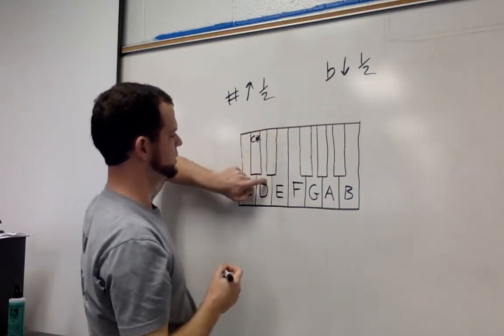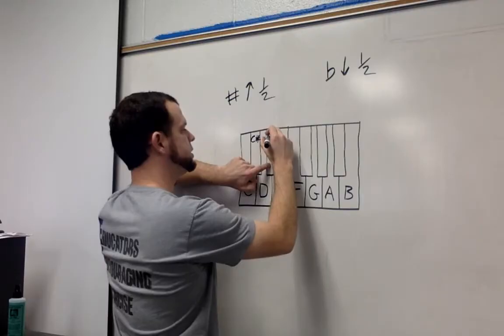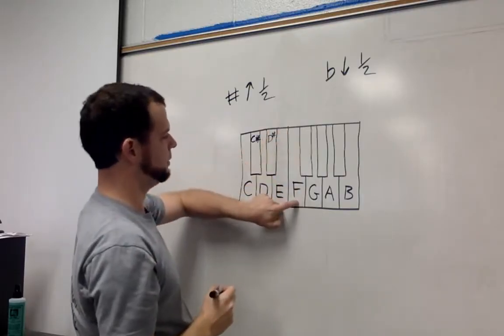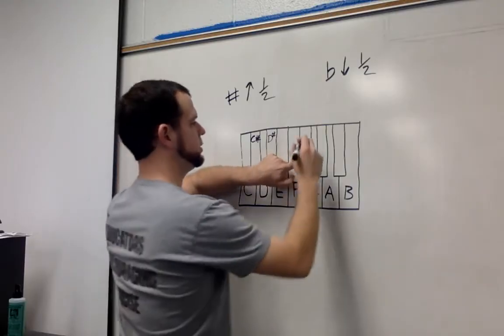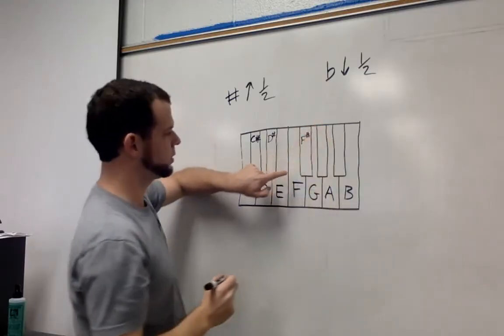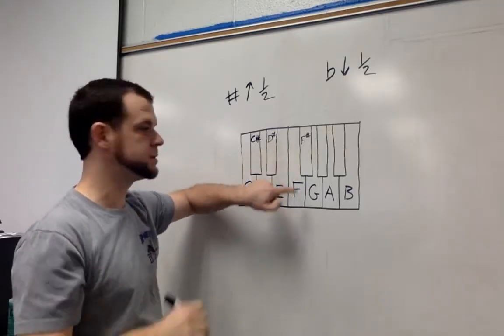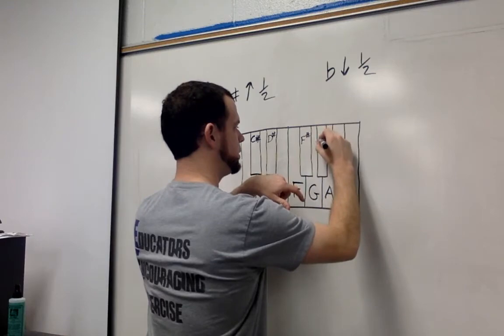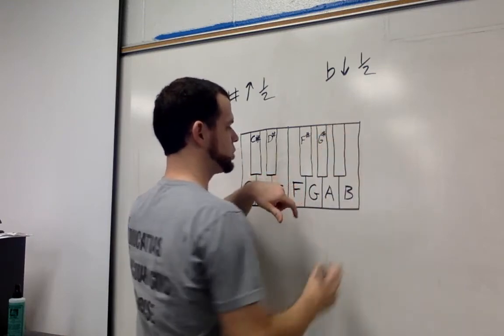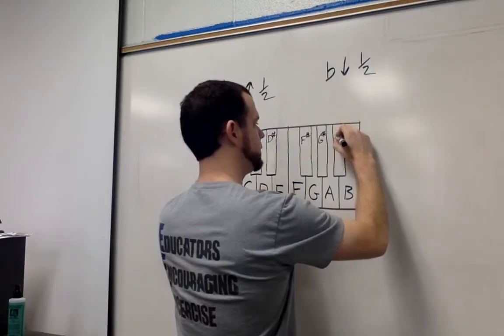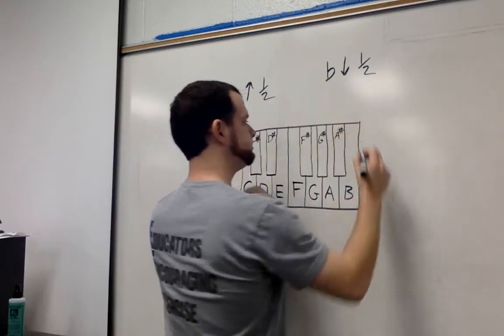D, well, here's the next key up. We'll call that D sharp. F, the next black key up here, would be F sharp. And that's as close as two notes can be in our Western system of music. G raised a half step is G sharp. A raised a half step is A sharp.